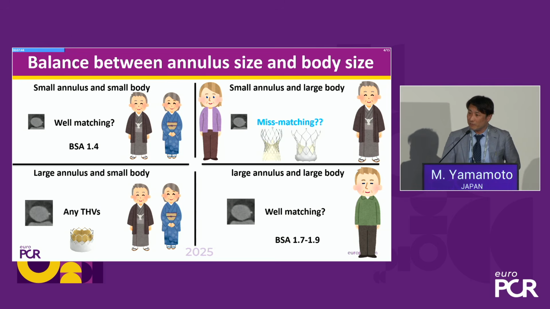In addition, considering the balance between the annular size and body size is so important for maximizing valve performance. For example, with a small annulus but small body surface area, I think that any kind of bioprosthesis is welcomed. And in Asian Pacific populations, such as Japan and West Australia, the body surface areas significantly differ between the groups. So the target is a small annulus but large body surface area population. Probably we physicians consider the self-expanding valve is better for such patients.